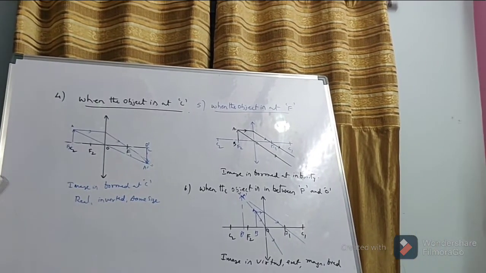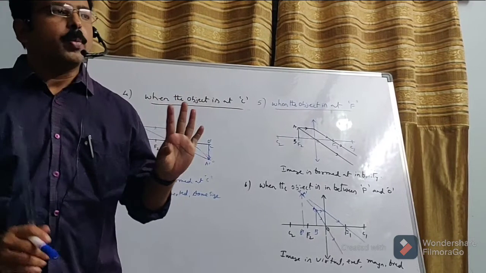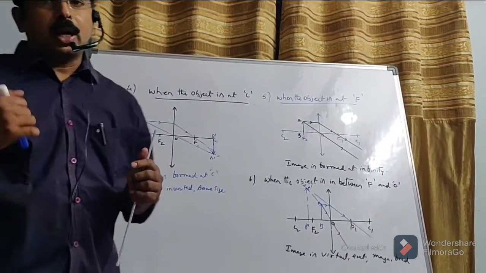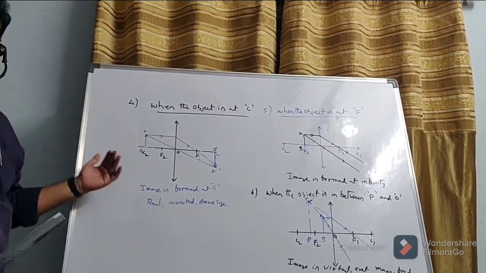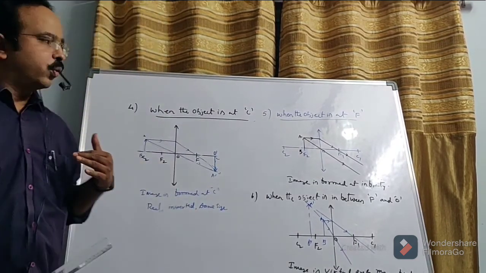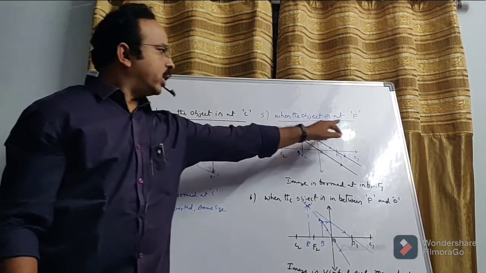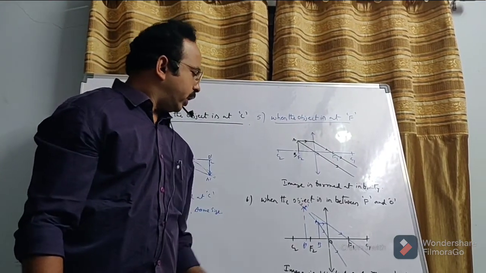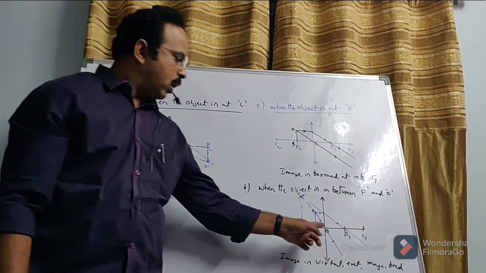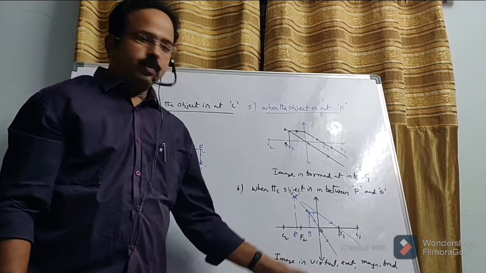So these cases are very, very important in convex lenses. The first case is when the object is at infinity, and the second case when the object is beyond C2, beyond the center of curvature, and the third case when the object is at C, and the fourth case when the object is at focus, with image formed at infinity, and the last case where the object is in between optic center and focus point. Okay, thank you.